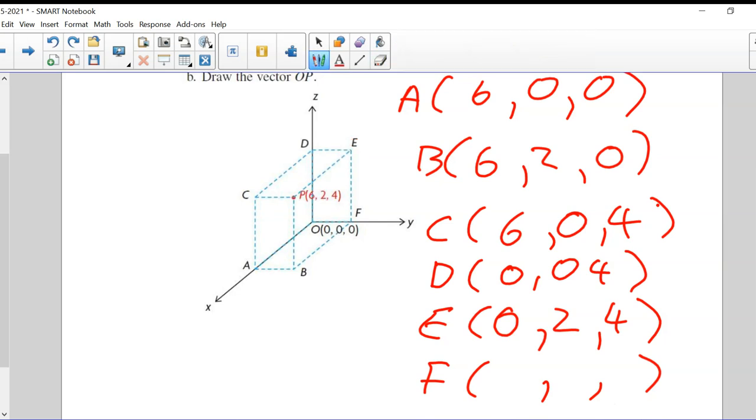I'll erase that and circle the F. 0, 2, 0.